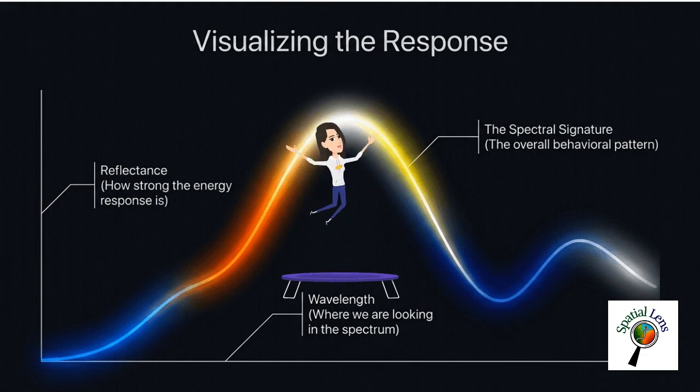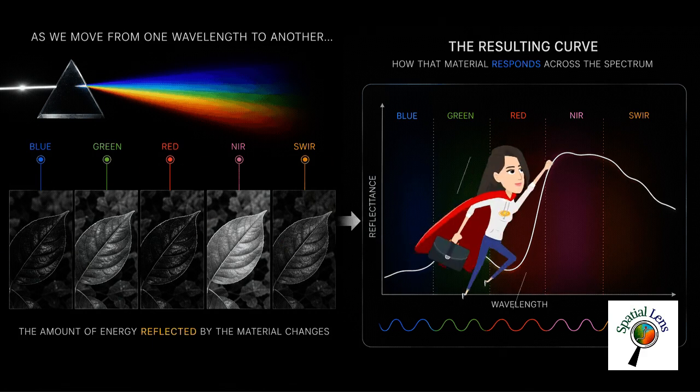Usually, the wavelength is shown on the horizontal axis, and reflectance is shown on the vertical axis. As we move from one wavelength to another, the amount of energy reflected by the material changes. The resulting curve represents how that material responds across the spectrum.